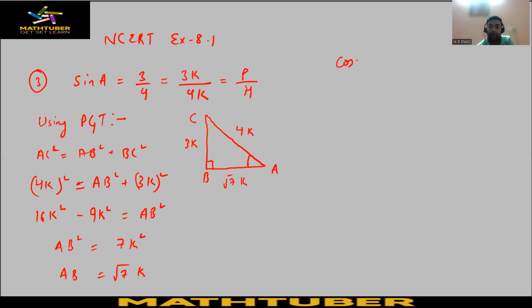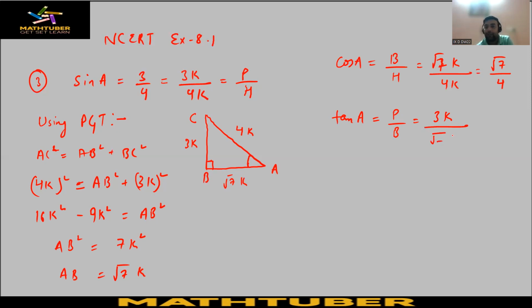Now we have to find the value of cos A, which is base upon hypotenuse. So base is root 7K and the hypotenuse is 4K. So K will cancel out each other and the answer will be root 7 upon 4. Similarly, we can find out the value of tan A, which is perpendicular upon base. Perpendicular is given 3K and the base is given root 7K. So therefore its value will be 3 upon root 7, right?